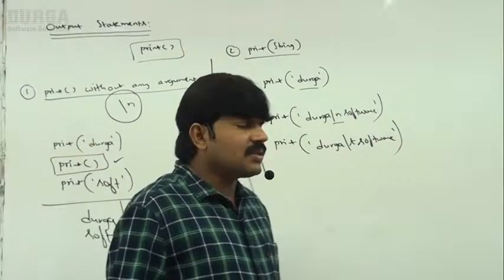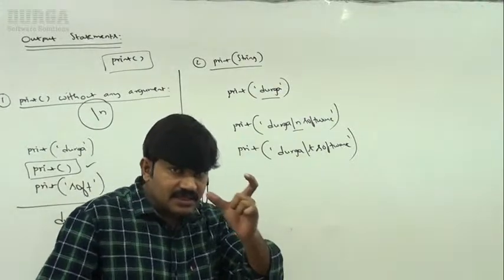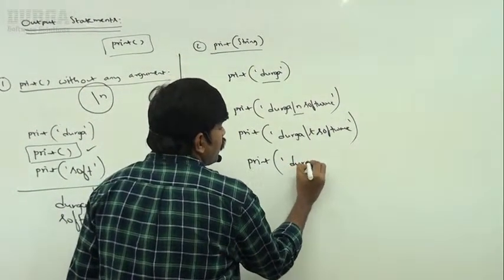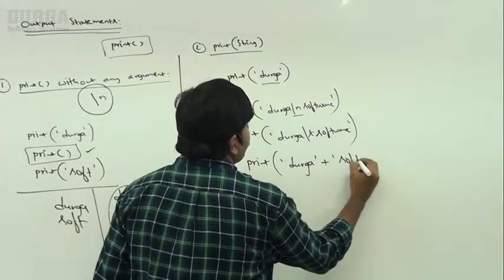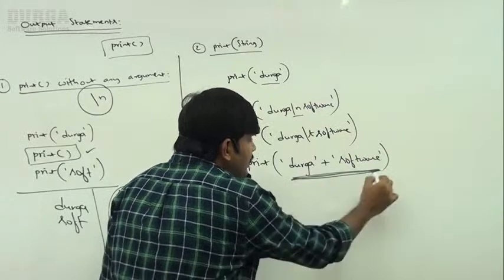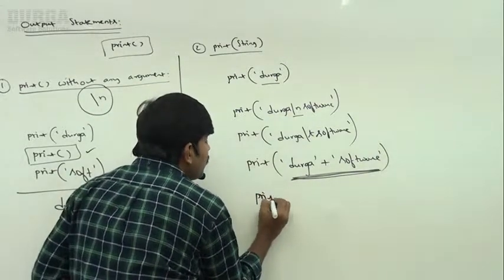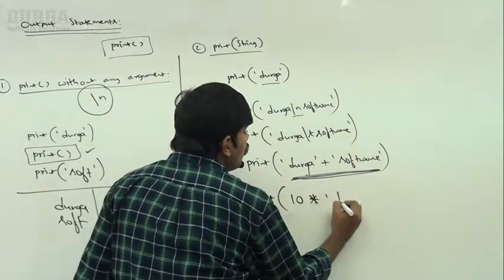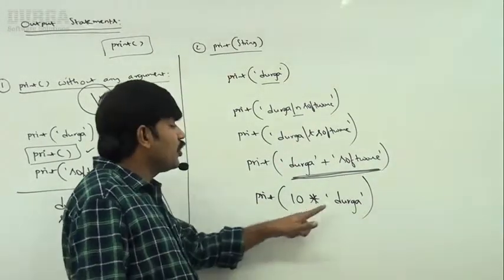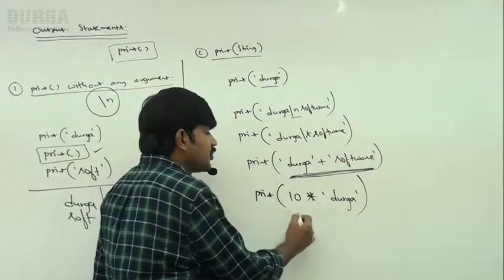Next, can I perform concatenation? Can I perform a multiplication operation? Yes, why not? My requirement in the end is a single string. Observe print of Durga plus software. With concatenation using plus, the result becomes the single string Durga software, and that single string we print. Similarly, print 10 into Durga. This is the multiplication operation, the string repetition operator. Repeat Durga 10 times. Finally, it is a string only, and that string we are going to print to the console.